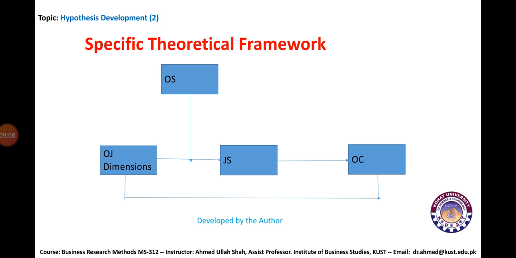Now later on, we explore our literature, or after critical review of literature, we came to know that organization justice dimensions affect organization commitment through the mediating mechanism of job satisfaction. This means that there is no direct relationship between organization justice dimension and organization commitment. Rather, job satisfaction mediates between organization justice dimension and organization commitment.